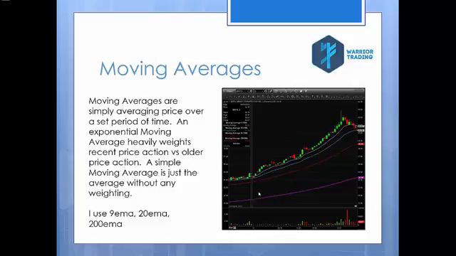All right, and you can see these moving averages, what they do is they take the average price of the stock over that period of time. So the 9 moving average is the average price over 9 periods. The exponential moving average weights recent price action more heavily. That means that the moving average will move up a little bit faster as the stock moves up.